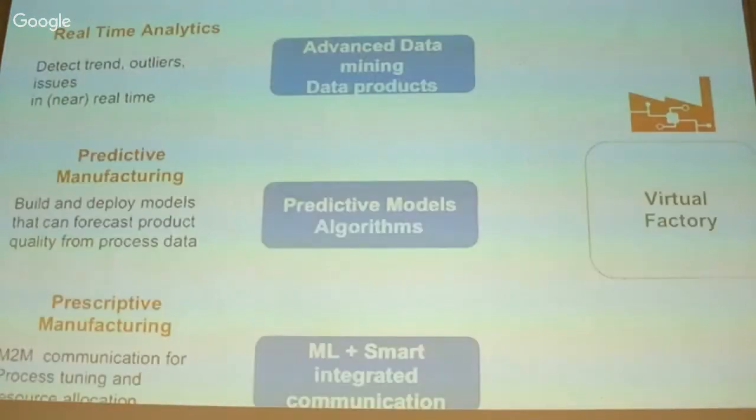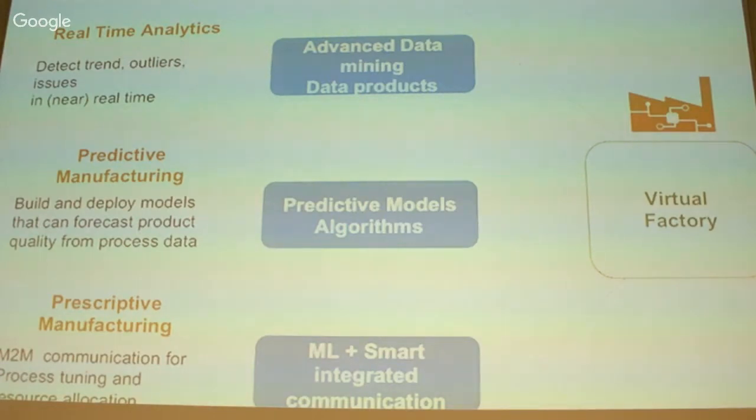So as I was saying, this is a Pirelli vision for smart manufacturing. So it features three different sequential steps, and they're sequential in time and complexity. So we can start from the first, which is real-time analytics. We need to go from the acknowledgement of something that happened yesterday to something that is happening right now. This is the real-time, and we need for this advanced data mining to create data products.